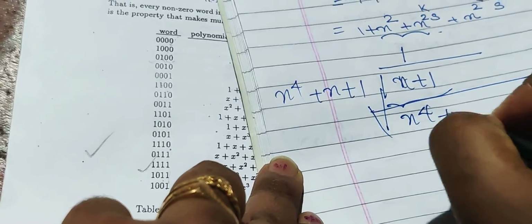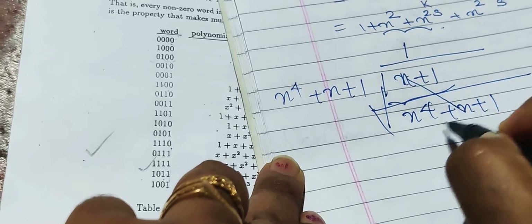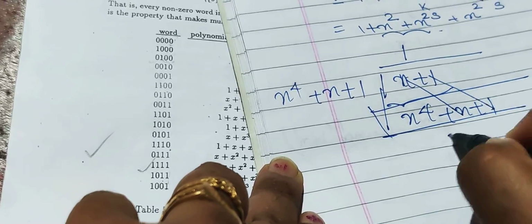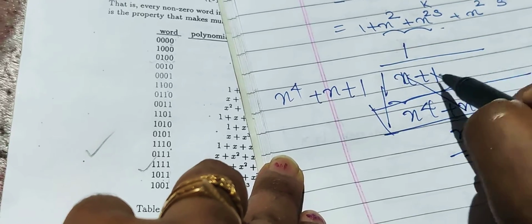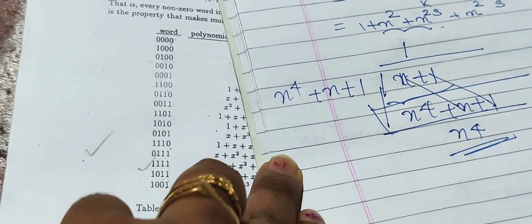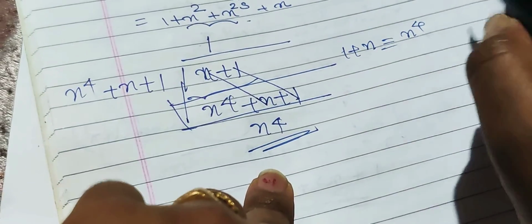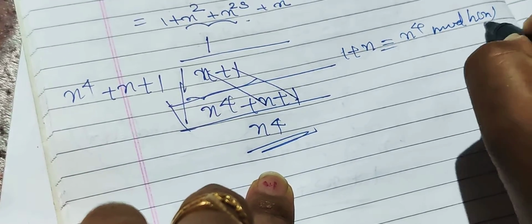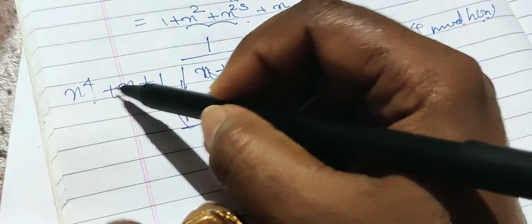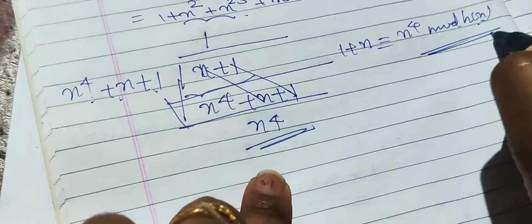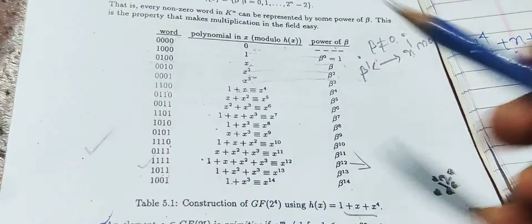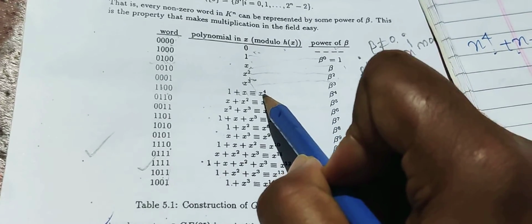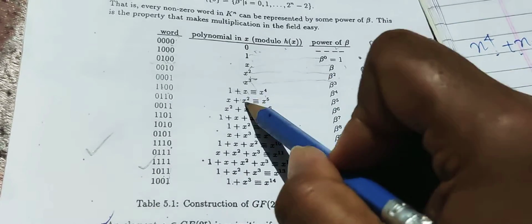x raised to 4 plus x plus 1. x cancels, 1 cancels, and we are left with x raised to 4. So 1 plus x is congruent to x raised to 4 mod h of x, where h of x is x raised to 4 plus x plus 1. This is the mod constraint. So 1 plus x is congruent to x raised to 4, that is beta raised to 4.